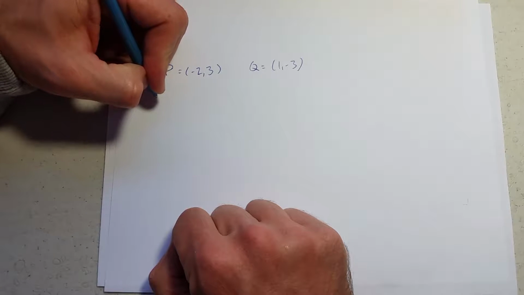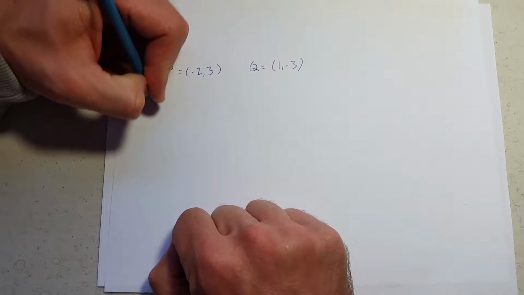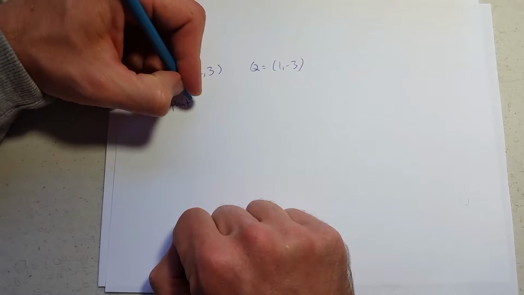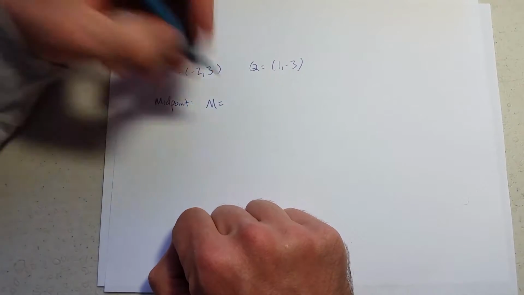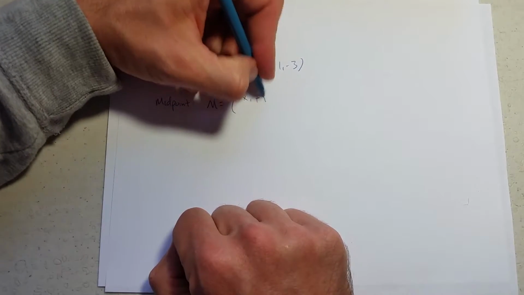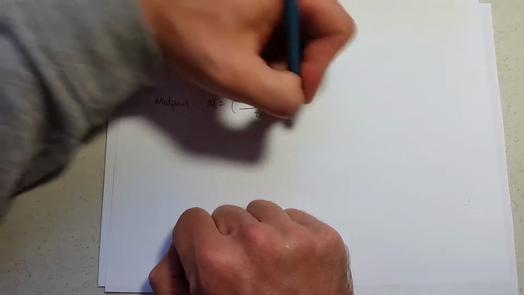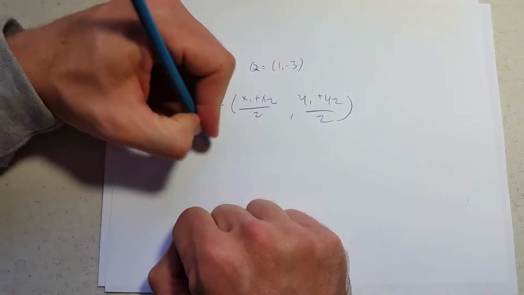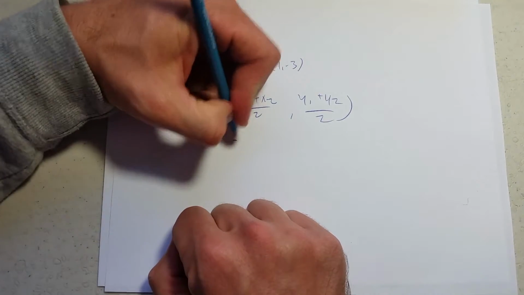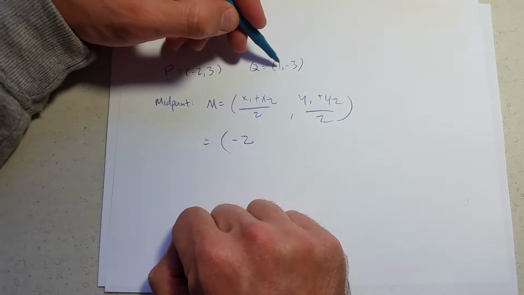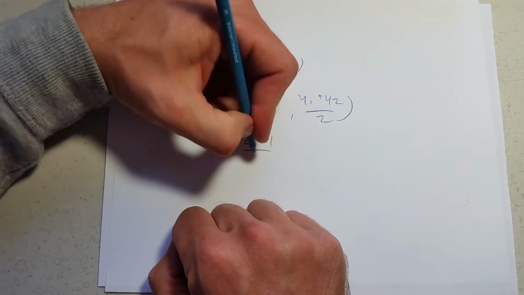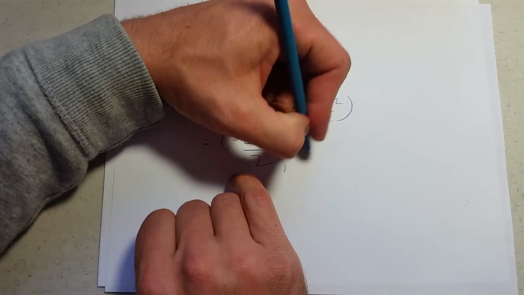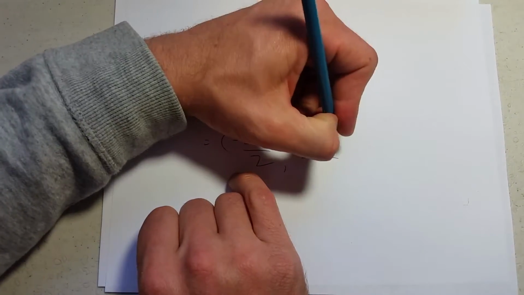Midpoint, average x's and y's. x1 is -2, x2 is 1. Now for the y's, we have y1, 3, plus -3.